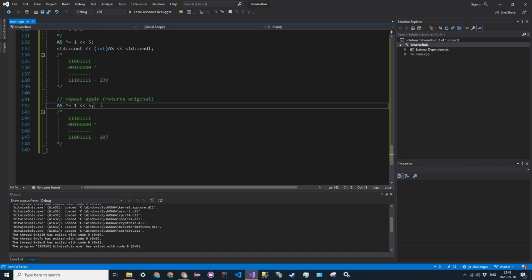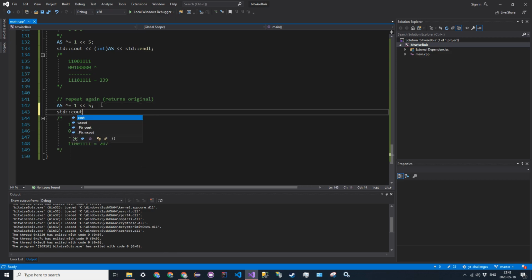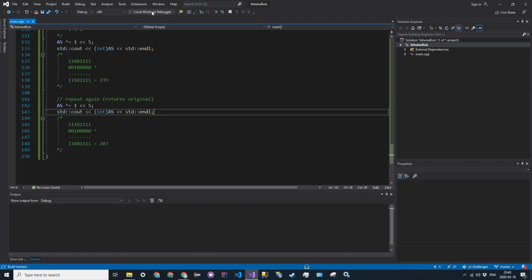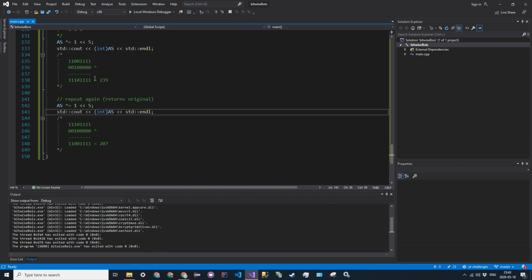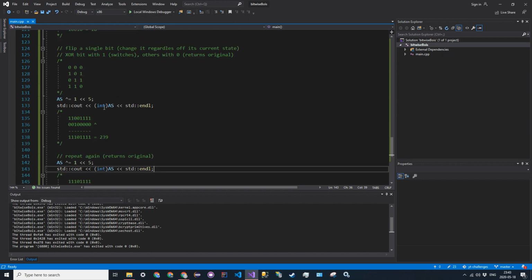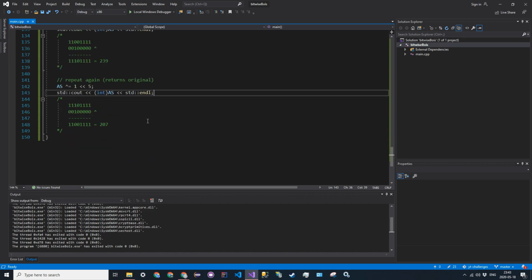I'm not going to check it. No, we can just print it. Standard cout int as std endl. We got a 207, which is right. Okay. Yeah, so those are the 5 different operators. Well, 6 if you count left and right shifters. So we have the left and right shifters, bitwise AND, bitwise OR, bitwise complement, and then bitwise exclusive OR. So we looked at that. Now we're going to look at precedence of this, and then after that we'll look at some tricks and cool things that you can impress your date with.